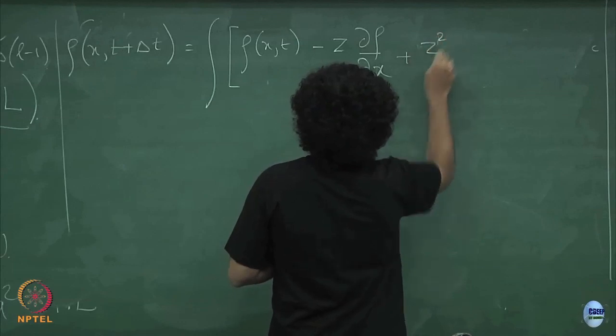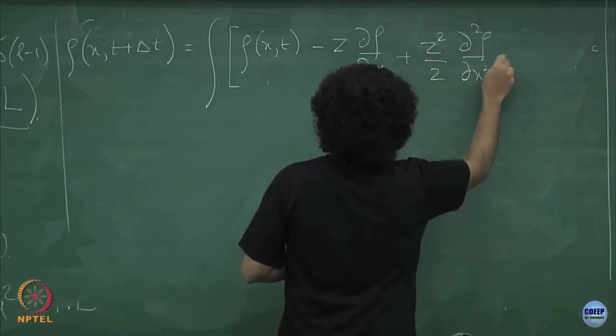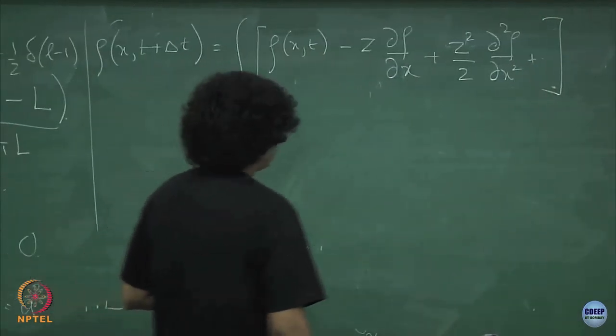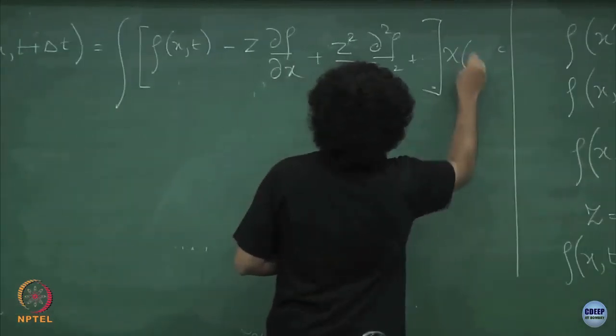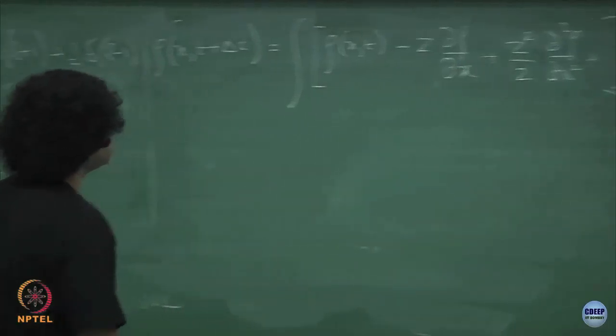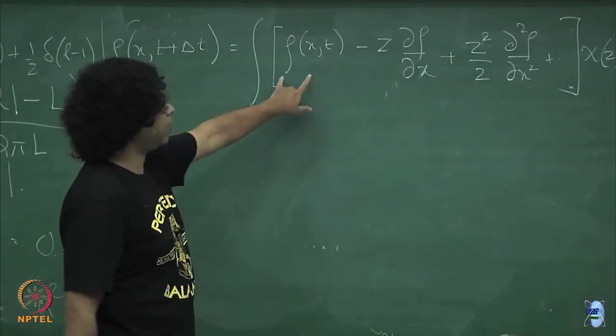Plus z square by 2 del 2 rho del x 2 and so on. I'll keep only terms up to second order, and then I have that chi of z dz. All right. So now I can do each of these integrals one by one.